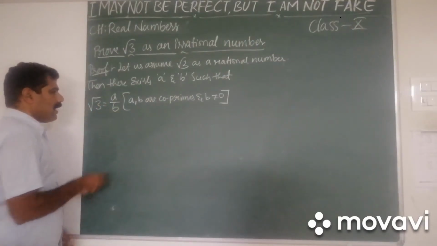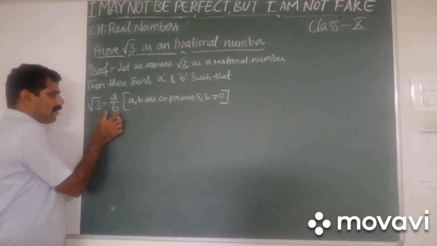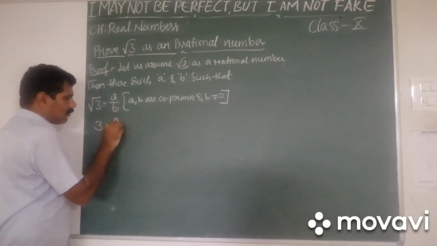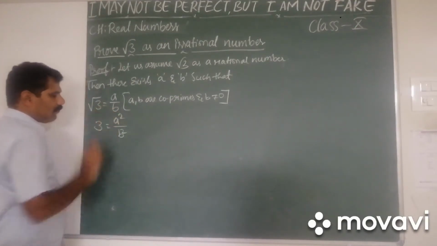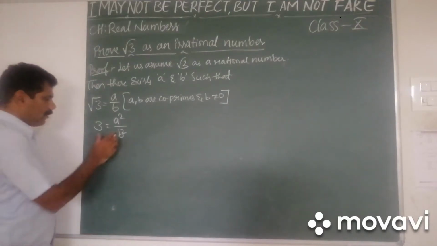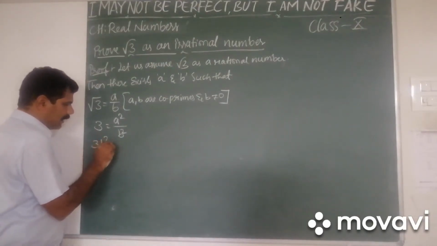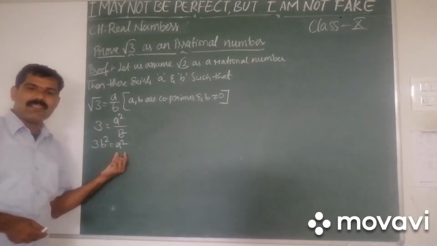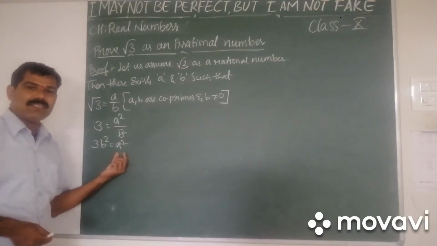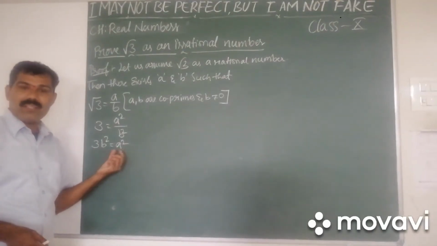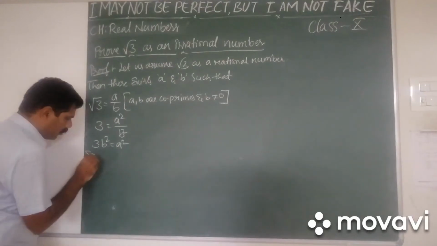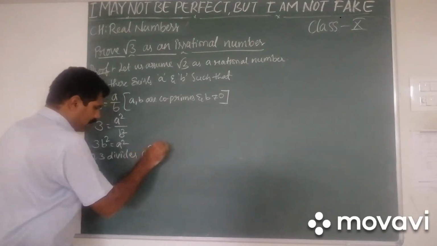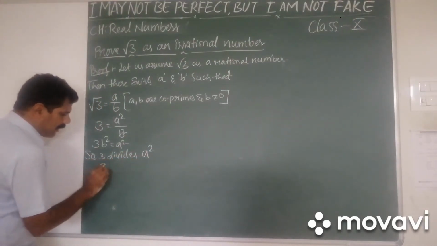Now I will square both sides, that is LHS and RHS. If I square, LHS will be 3 and RHS will be a square by b square. Now this can be written as 3b square is equal to a square. If I take this 3 to the other side, that is a square by 3, meaning 3 divides a square. If 3 divides a square, 3 also divides a.